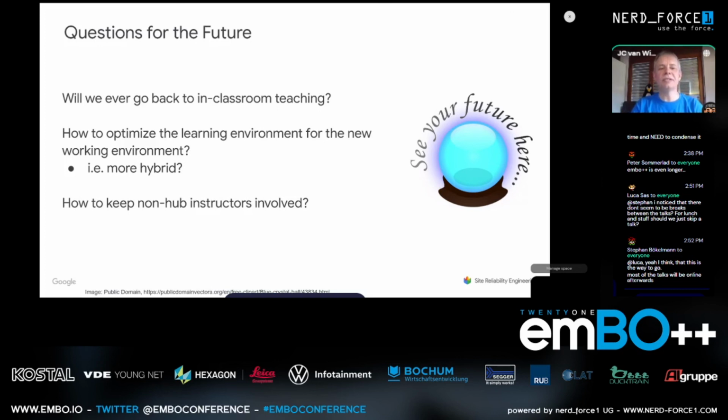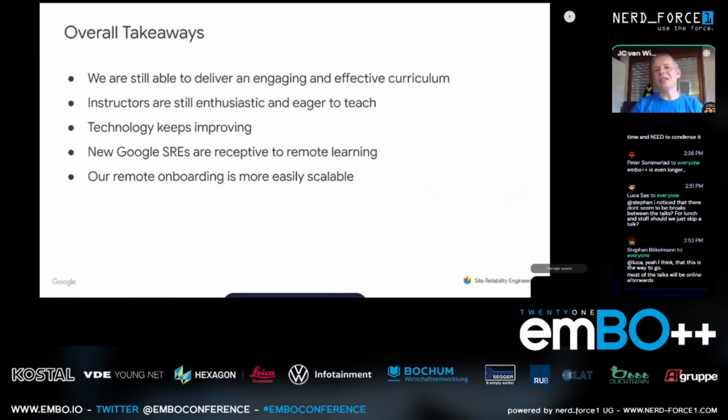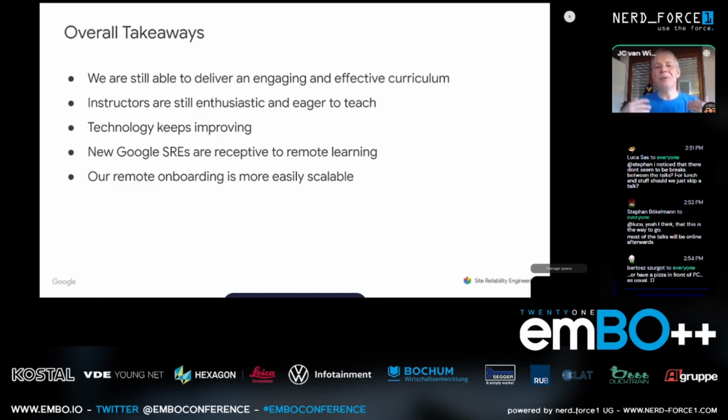So overall takeaways: we're still able to deliver an engaging and effective curriculum, and we're very happy with that. The instructors are eager to teach. We actually have a wait list for instructing in our program. The technology keeps improving, which makes it easier for us to teach. And the new Google SREs are very receptive to remote learning, and they are happy, and we are happy with the result. And of course, our remote onboarding is more easily scalable because it doesn't really matter if you teach for 50 people or 20 people when everything is remote.